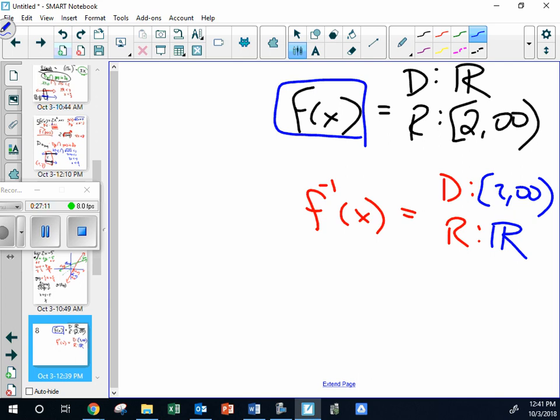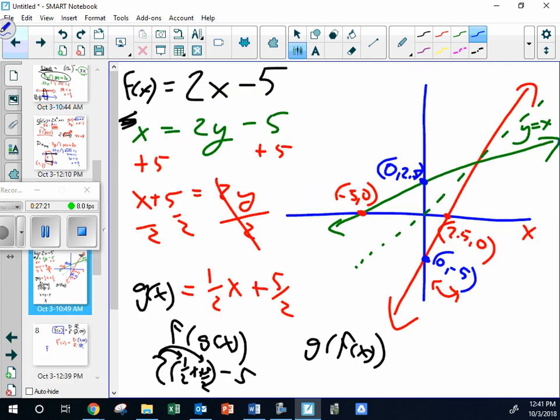Your next topic is, what if I asked you for f of, actually let's go back to where we have two functions. Here's our f function and our g function. What do you think f of g of 17 is? F of g of 17.